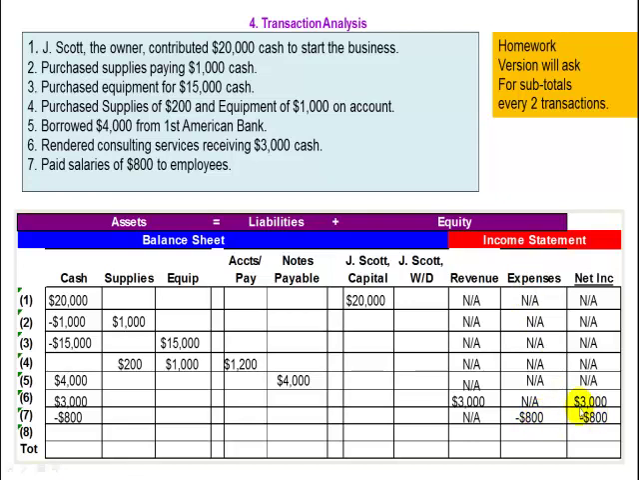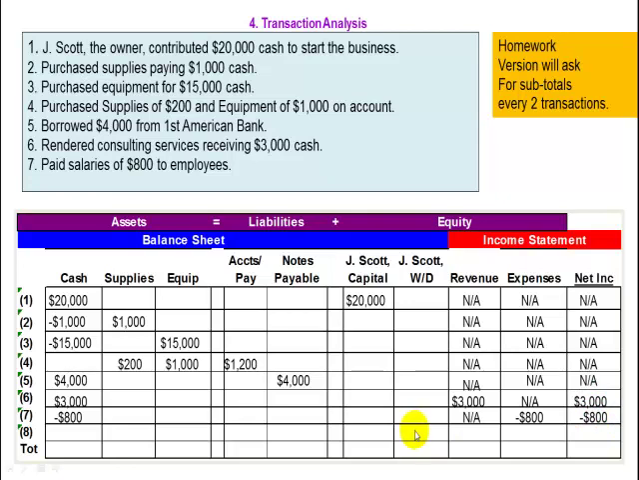And right now, if we were to ask the question, how much is net income? Well, right now it would be the $3,000 worth of revenue on that transaction number 6, and it would be $800 worth of expenses. So right now we'd have a $2,200 net income, which is this $3,000 minus $800.